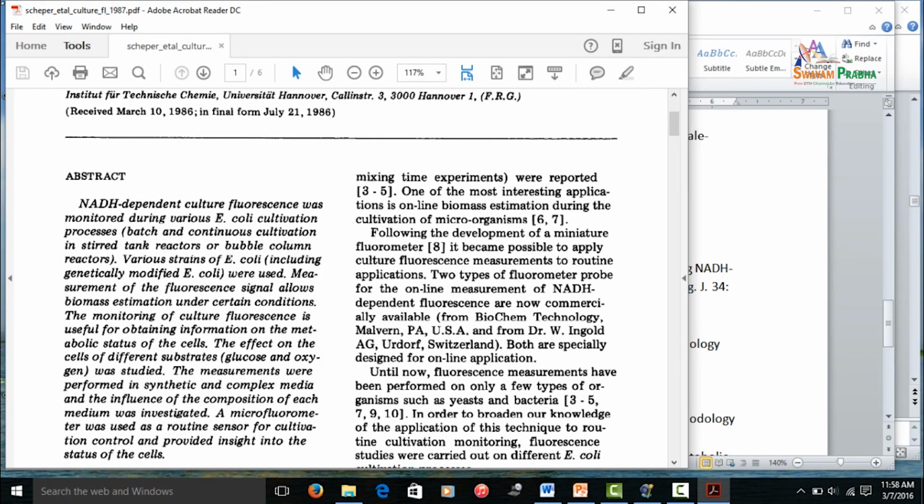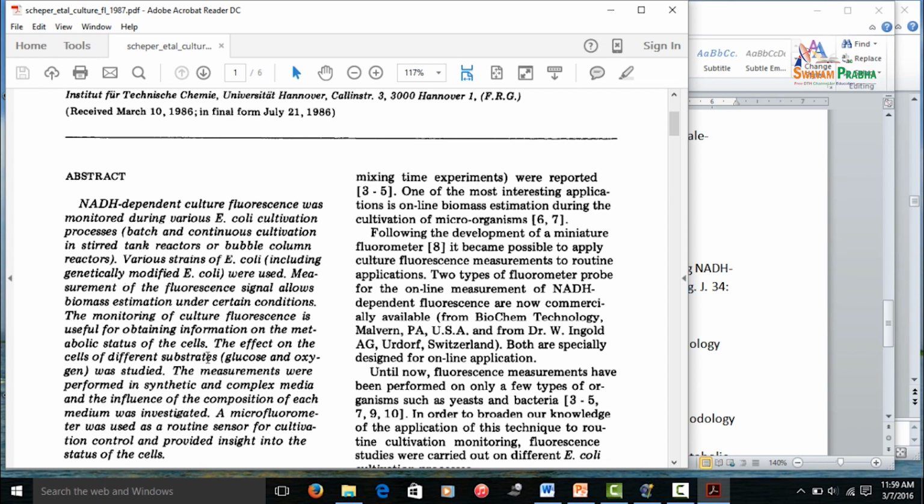To very briefly read the abstract: NADPH dependent culture fluorescence was monitored during various E. coli cultivation processes, batch and continuous cultivation, in stirred tank reactors or bubble column reactors. Various strains of E. coli, including genetically modified E. coli, were used. Measurement of the fluorescence signal allows biomass estimation under certain conditions, this we have already seen.